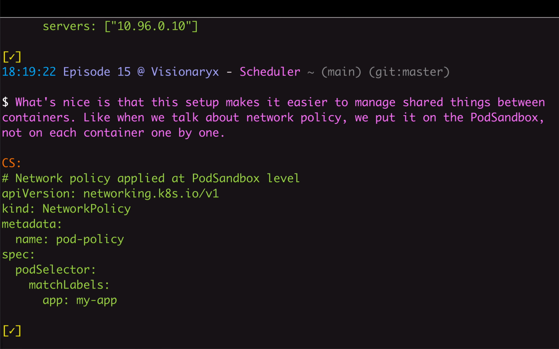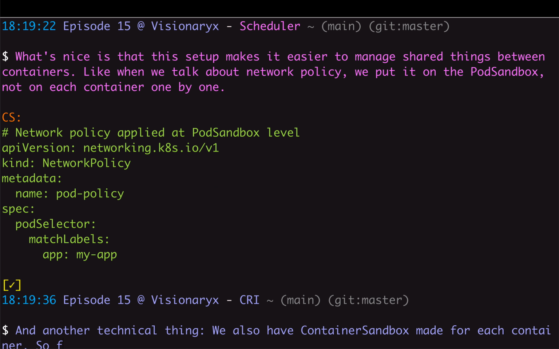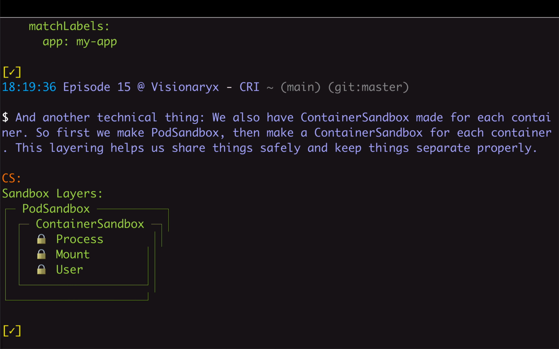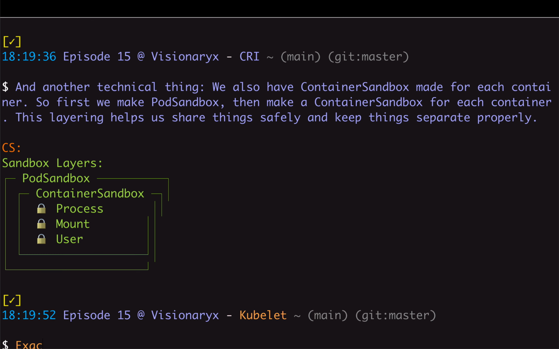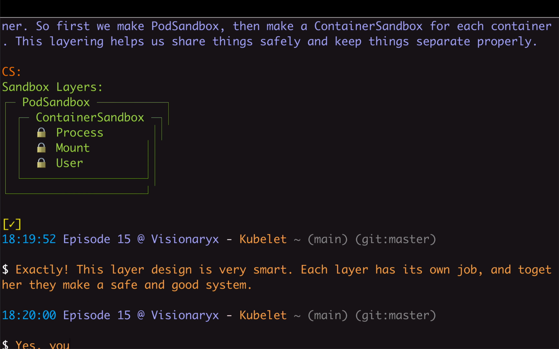Like when we talk about network policy, we put it on the pod sandbox, not on each container one by one. And another technical thing, we also have container sandbox made for each container. So first we make pod sandbox, then make a container sandbox for each container. This layering helps us share things safely and keep things separate properly. Exactly. This layer design is very smart. Each layer has its own job, and together they make a safe and good system.